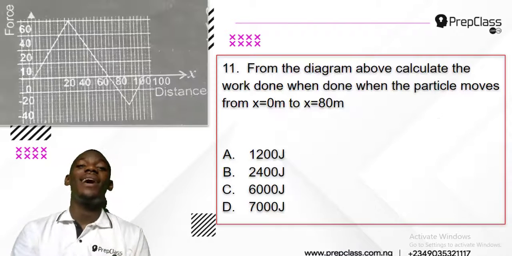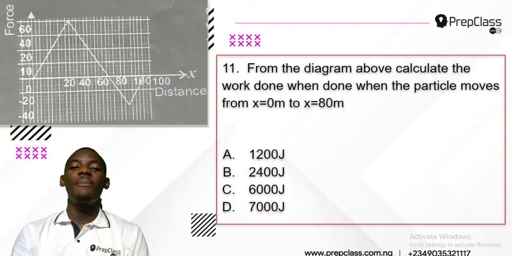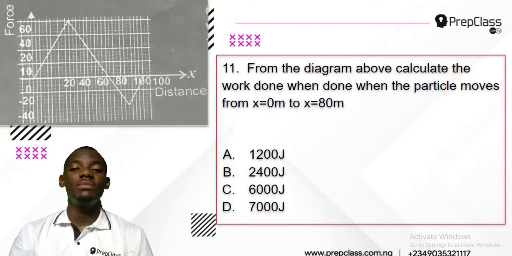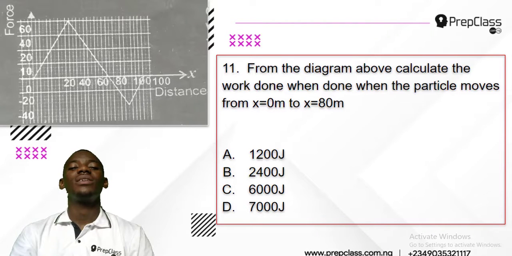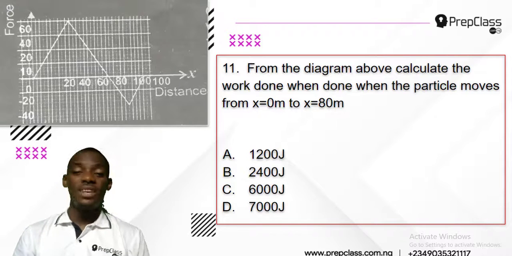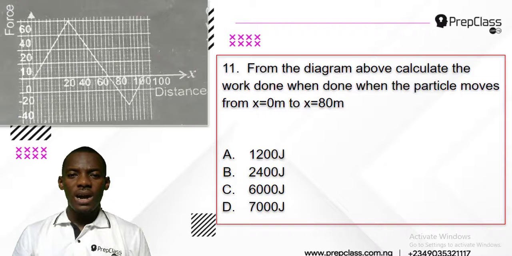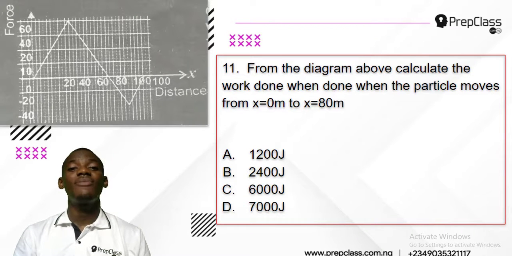Now let's get to number 11. From the diagram above, calculate the work done when the particle moves from x equals 0 meters to x equals 80 meters. Now this is a question on work, and this question is just a graph on work. It is leaning on the formula for work, so this question can only be answered by the formula for work.